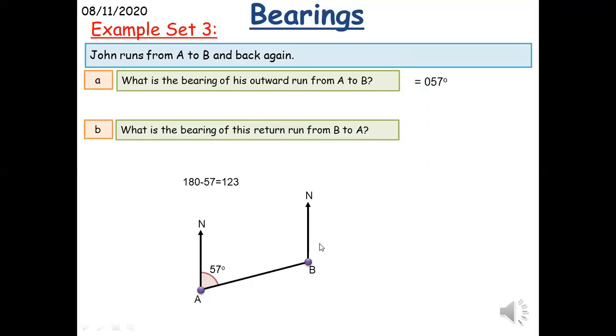Is this the bearing that I need? No, because my bearing is clockwise and 123 is anti-clockwise. So I'm going to subtract from 360. Yes, I'm going to subtract 123 from 360, which is going to be 237. Make sure that your answer is bigger than 180, because it's bigger as shown in the drawing.